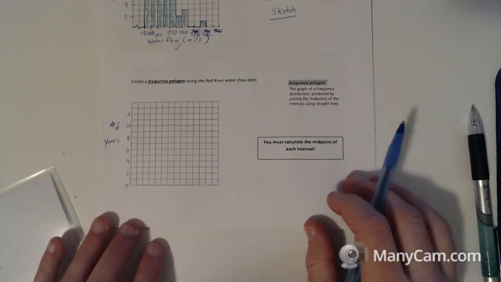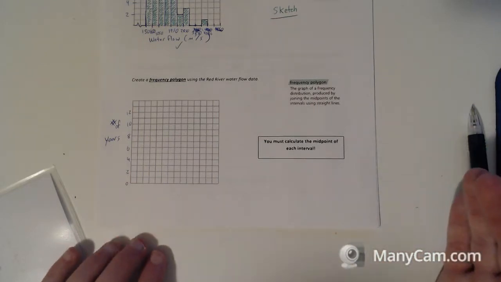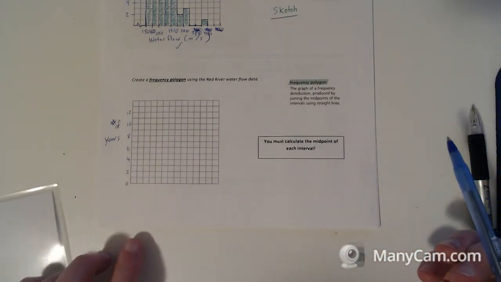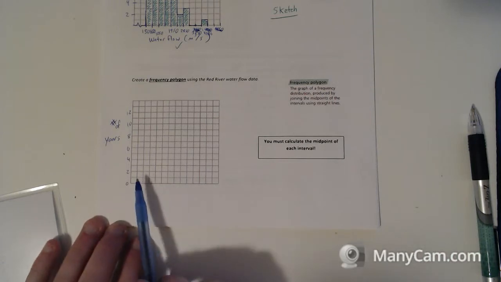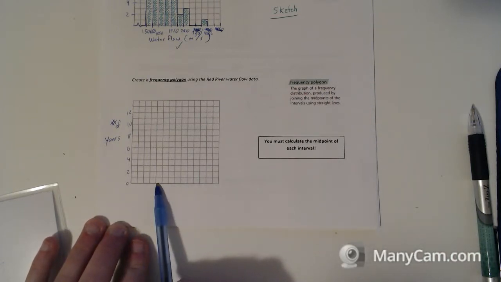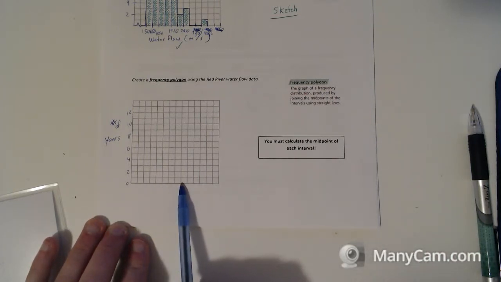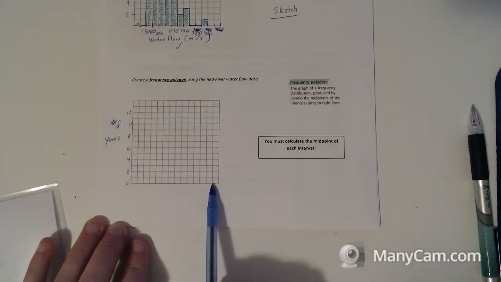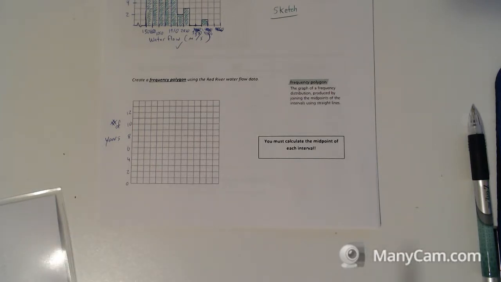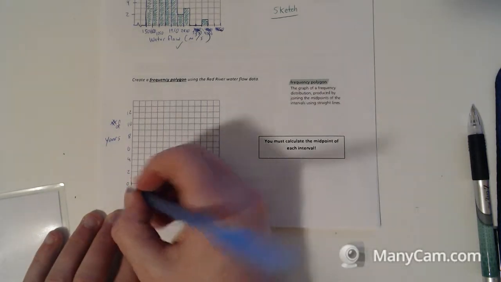Okay, so we need to get up to about 5,000. And how many lines do we have? 1, 2, 3, 4, 5, 6, 7, 8, 9, 10, 11, 12, 13, 14 lines to get up to 5,000. So every line could be 500. So every 2 lines is 1,000. So it would take 10 lines to get to 5,000 then. I think that would work. So that's what I'm going to do.